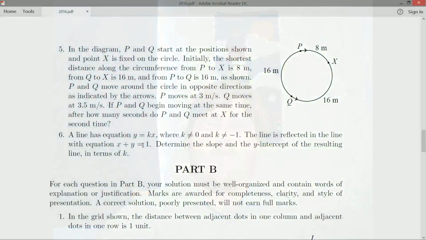We know what these y equals kx's look like, and our reflecting line, x plus y equals 1, we can get that pretty quickly as well. And so from there, maybe we can find the intersection point of those lines and do some angle reflection-y stuff. That's what's starting to pop into my head. Okay.